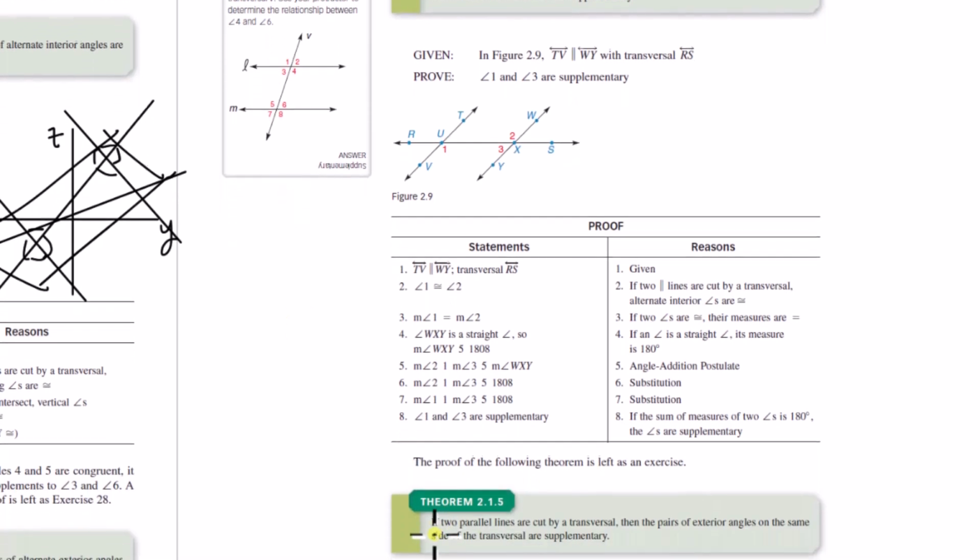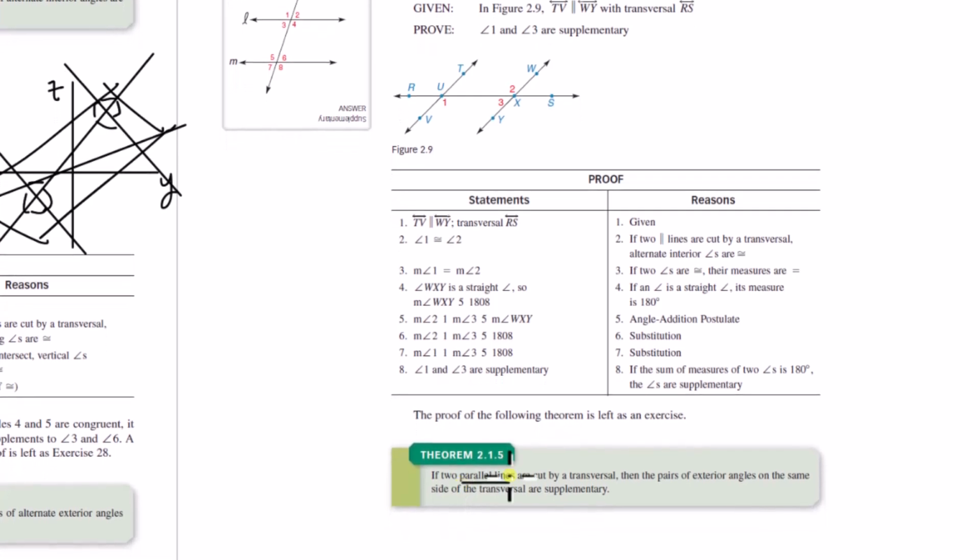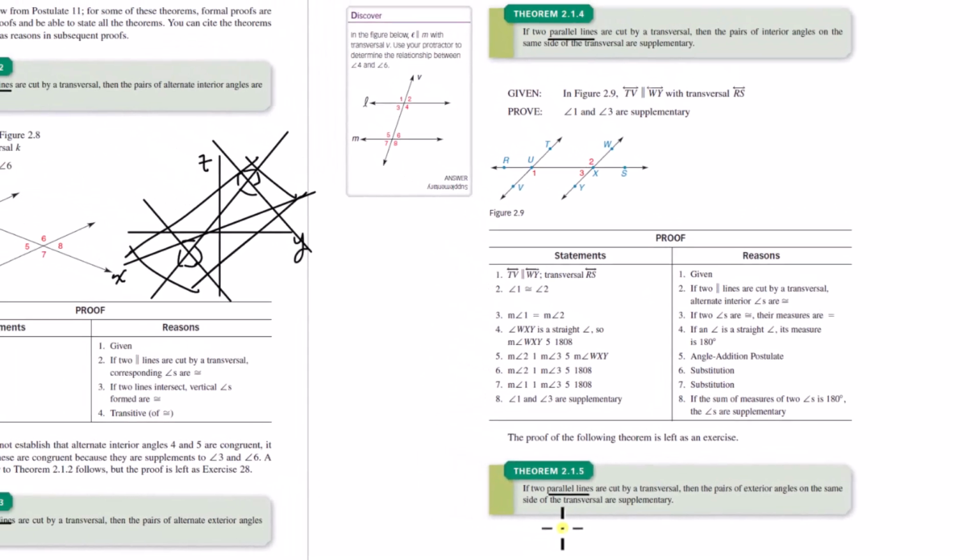So it says if two parallel lines are cut by a transversal, then the pairs of exterior angles on the same side of the transversal are supplementary. Okay.